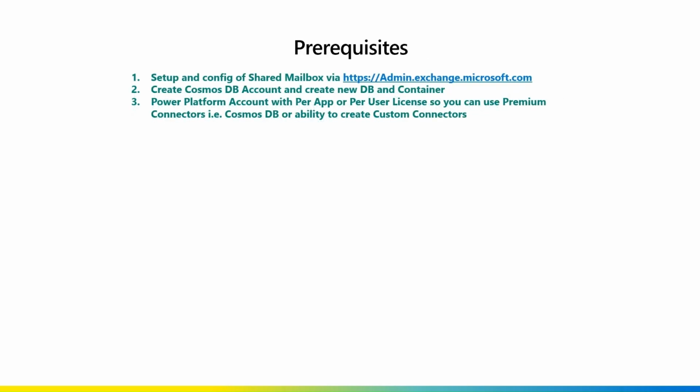Prerequisites for this series are, number 1, we need a shared mailbox. We need to create a CosmosDB account in Azure, and we need to create a new DB and a container in our CosmosDB. And you will also need a Power Platform account with per app or per user license, so you can use the premium connectors, i.e. the CosmosDB connector. Premium is also required in order for you to create a custom connector, which we will be doing later in a video.